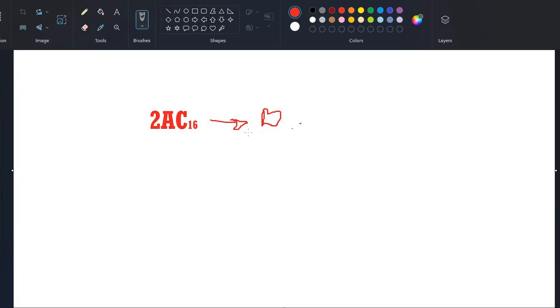Okay, so how do you do that, right? First of all, you can see that we have 3 digits, 2AC. So first of all, we will convert this 2. We know that 2 means how much? 1 0. So 2 equals 1 0.